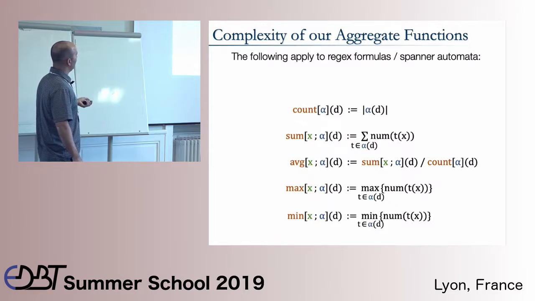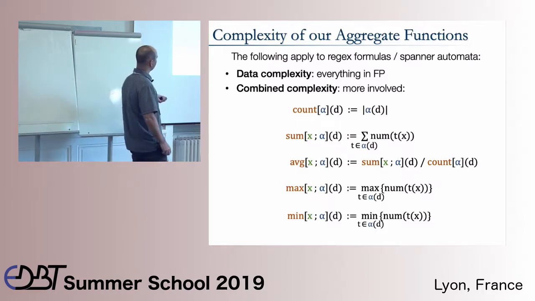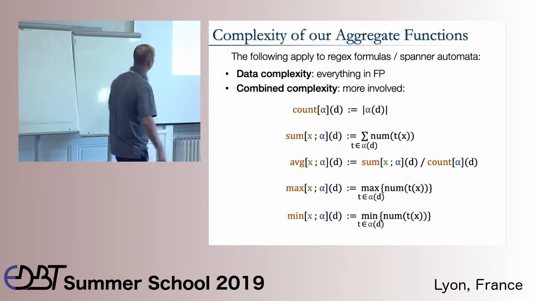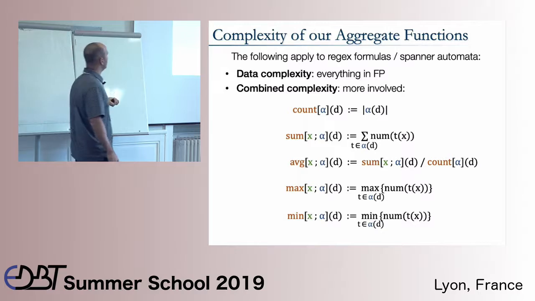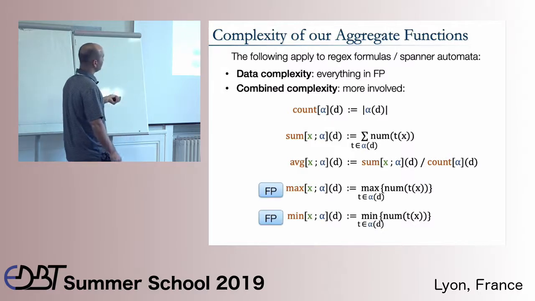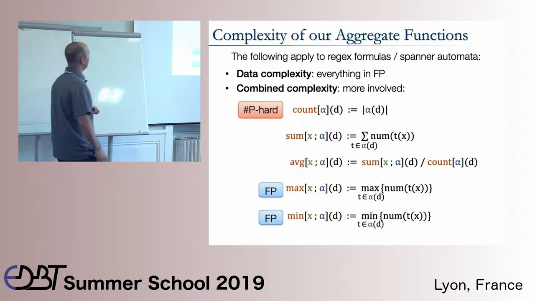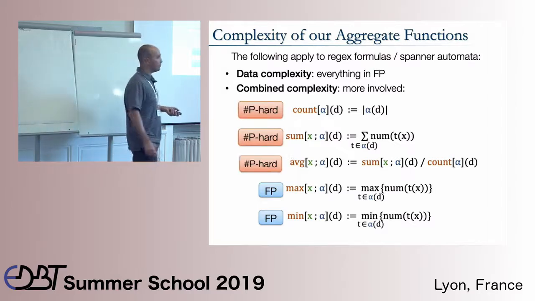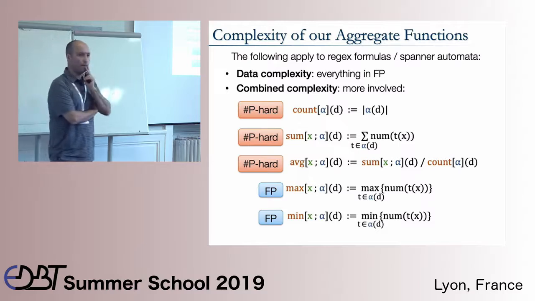Well, then we have the following results. If you're looking at the data complexity, everything is in FP, but when you look at the combined or the extraction complexity, which is the same as combined complexity in this case, then max and min are functions that you can compute in polynomial time, but all of the count, sum, and average become #P-hard.